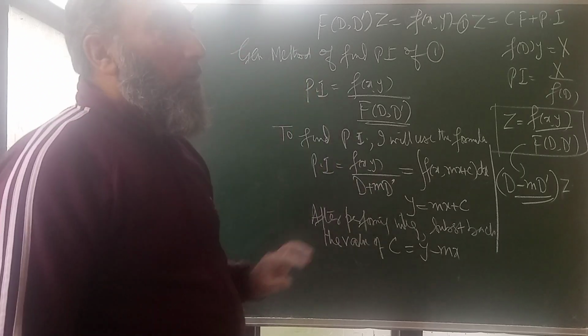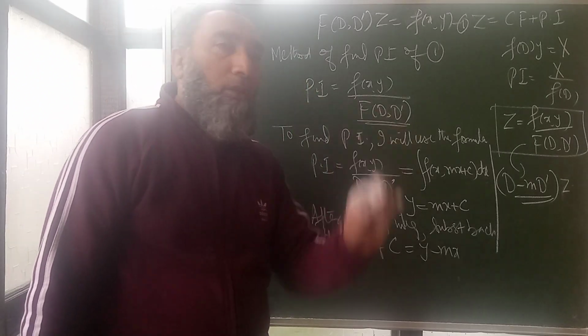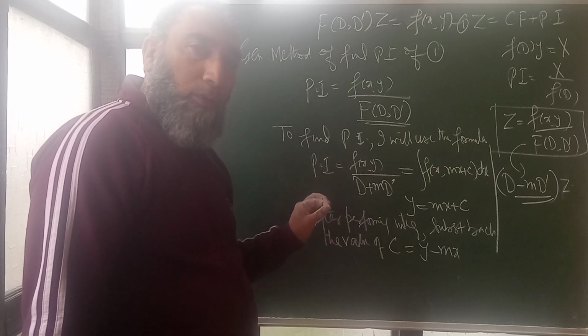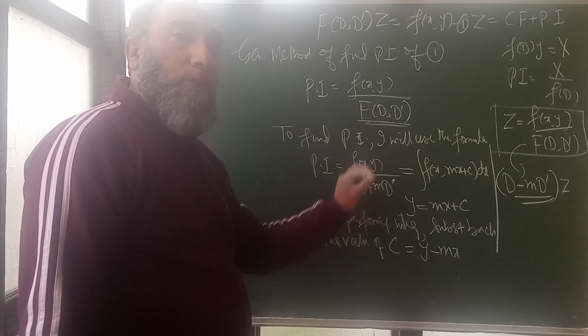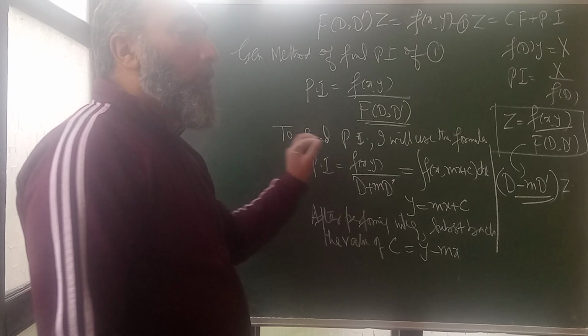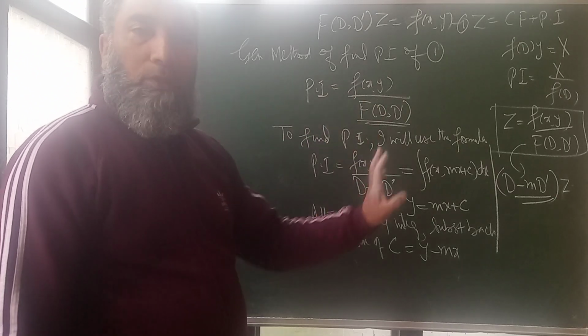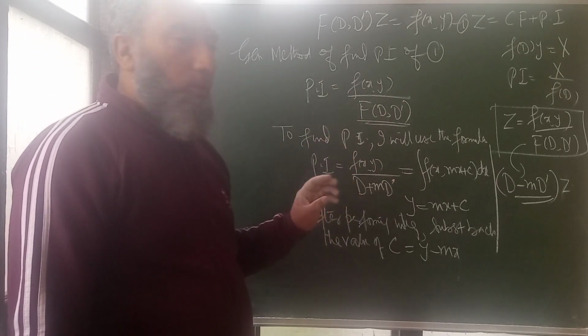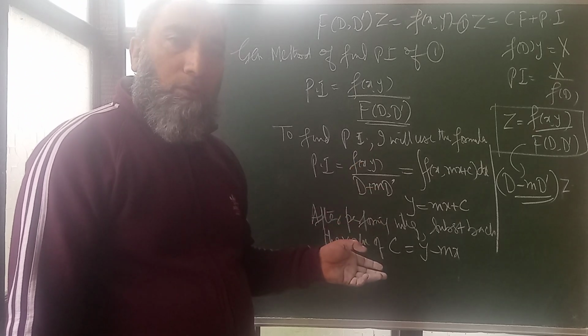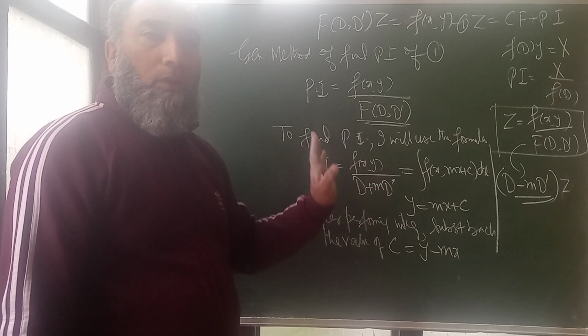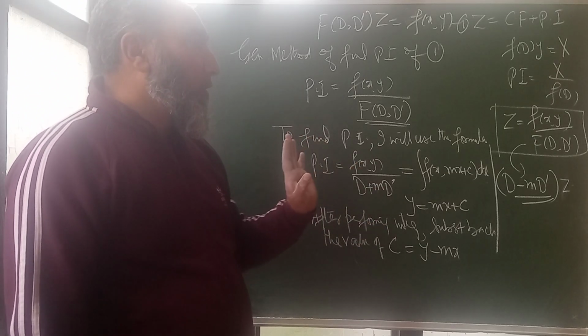Say in one question I have m equal to 1, 2, 3. For m equal to 1, I will use this formula, then for m equal to 2, for m equal to 3. I will use this formula accordingly. It is your choice which factor you take first and which later. It doesn't matter, there will be no change in the answer.